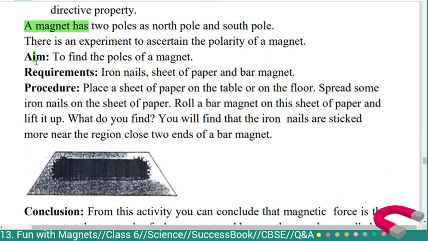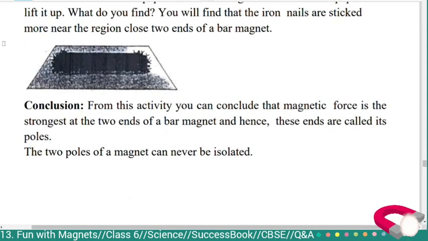Aim: to find the poles of a magnet. Requirements: iron nails, sheet of paper and bar magnet. Procedure: place a sheet of paper on the table or on the floor. Spread some iron nails on the sheet of paper. Roll a bar magnet on this sheet of paper and lift it up. What do you find? You will find that the iron nails are stuck more near the regions close to the ends of a bar magnet. Here, what conclusion can you draw?